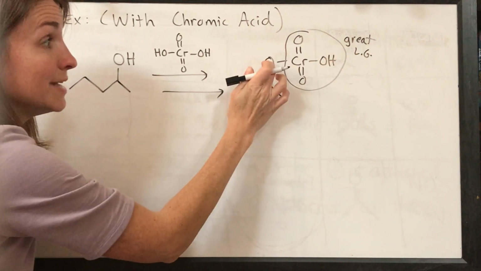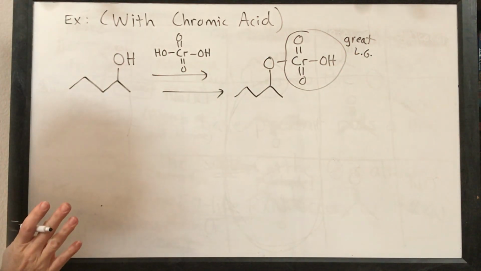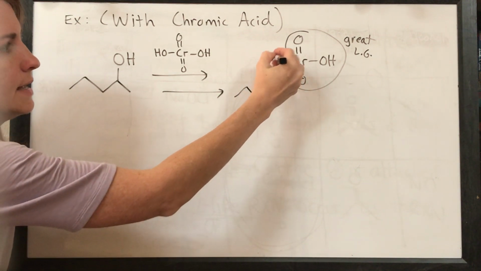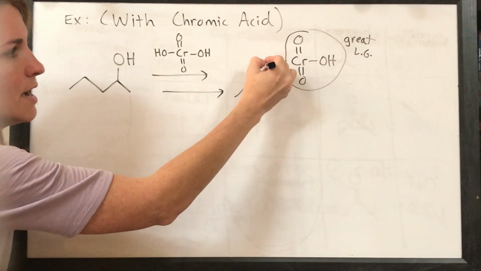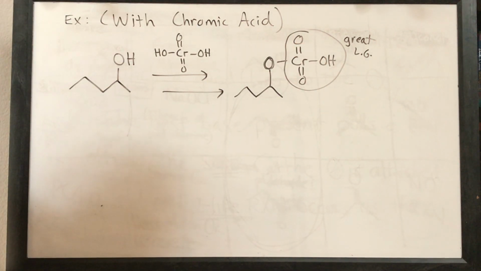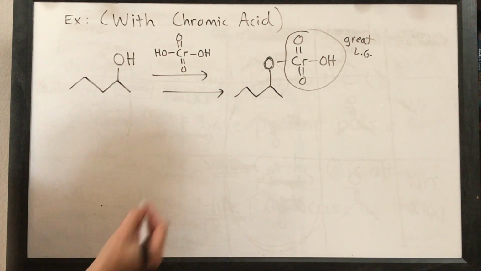Notice I didn't circle the oxygen, okay? This is not like an SN2 reaction where you're trying to get the oxygen to leave. The oxygen's going to stay on here. It's everything attached to the oxygen that's a good leaving group. And so then if I follow what I had written before, this is what happens.